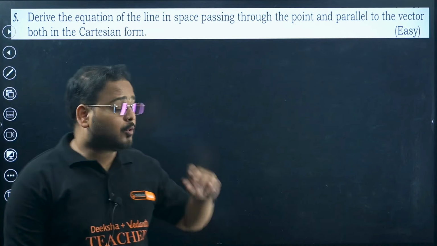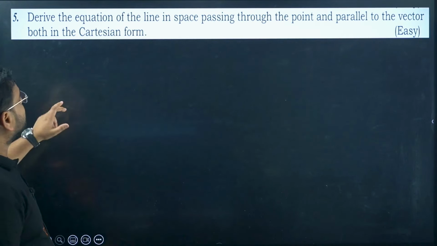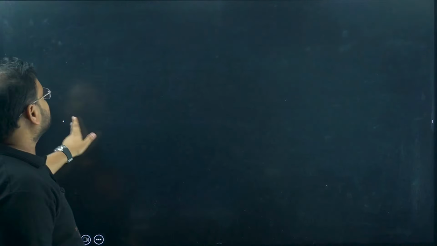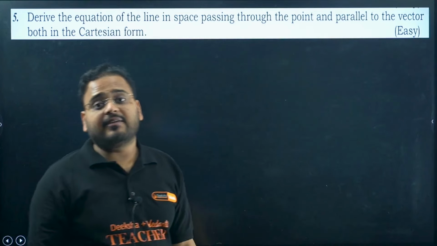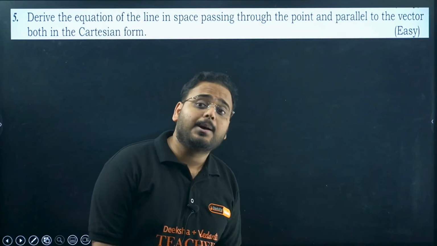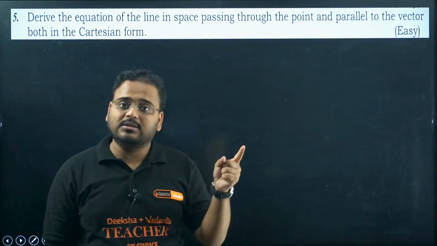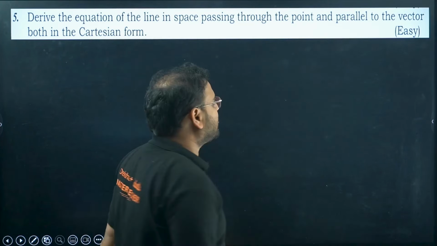Okay. Now let's conclude the session with the help of this derivation. I think this is it. Yeah, this is going to be the last question of the day. We're going to derive the equation of the line in space passing through a point in both vector and Cartesian form. Let's draw the figure first.